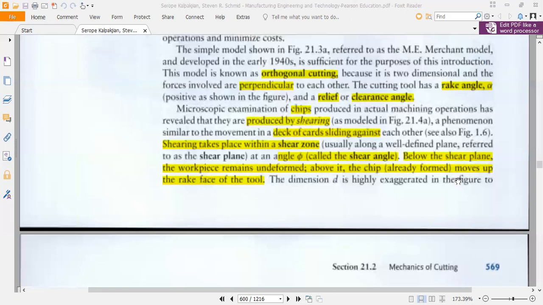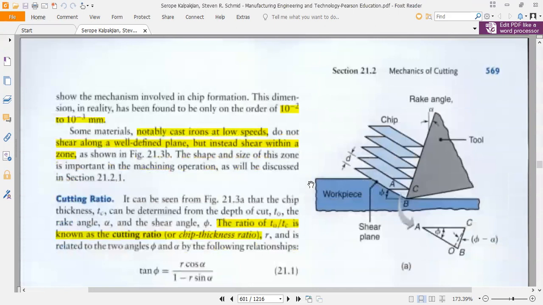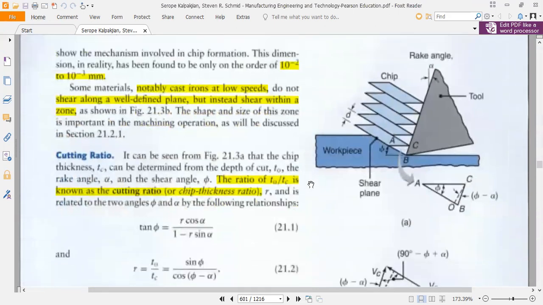Below the shear plane, the workpiece remains unchanged, and above the shear plane, the extra metal from the workpiece is removed in the form of chips, and the chips move up and along the rake face of the tool. The rake face of the tool directs the chips. It gives direction to the chips. Also, sometimes chip breakers are fitted on the rake face of the tool in order to break up the chips.